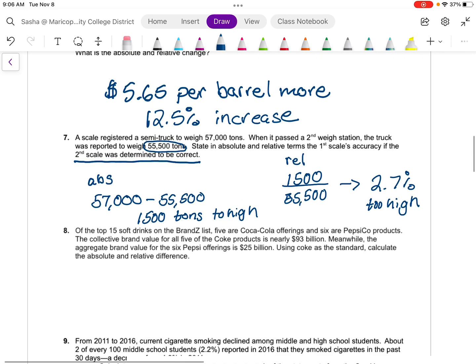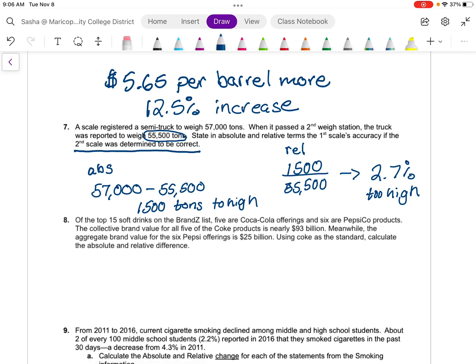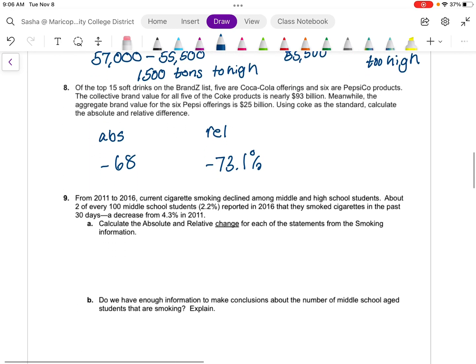I'm going to keep giving a few answers. So 8 again should be like previous ones. The absolute should come out at negative 68 and the relative comes out at negative 73.1%. And then we get to number 9.